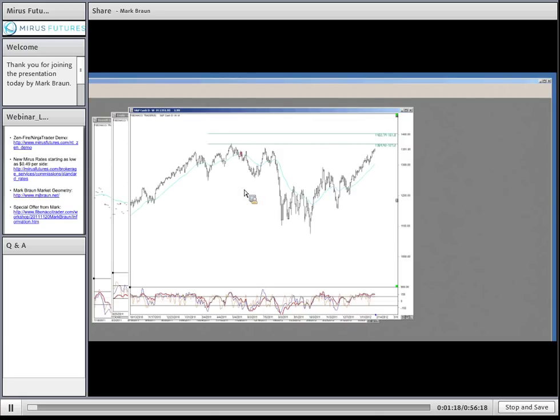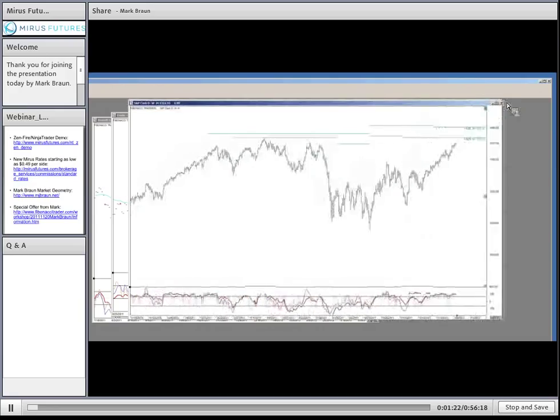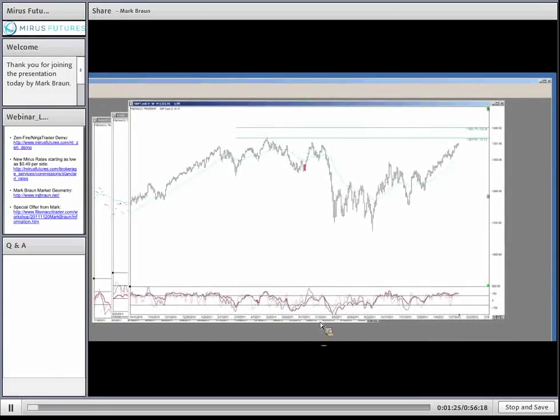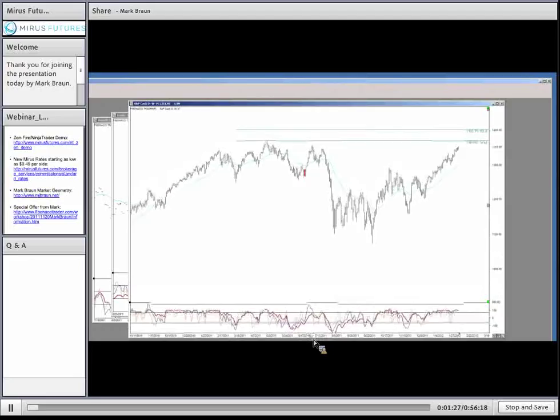Chart is too small? Okay, well, if I make it larger, can you see the whole thing? Okay, maybe that's better. And I'm going to zoom in on the most recent swing anyway.